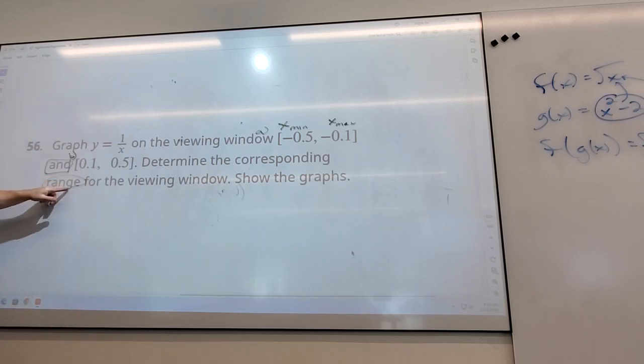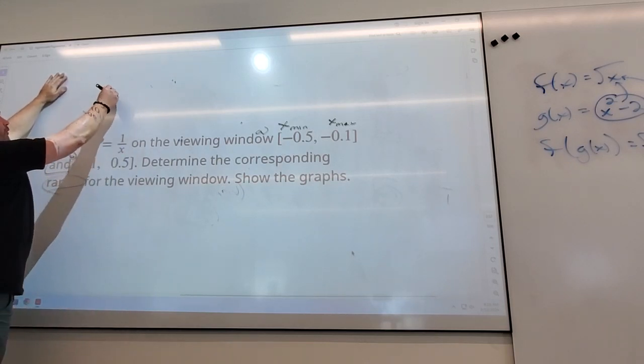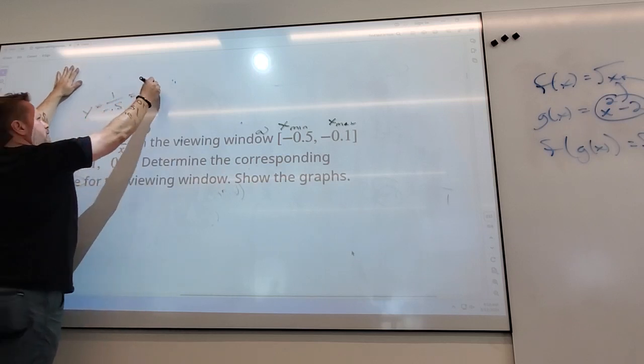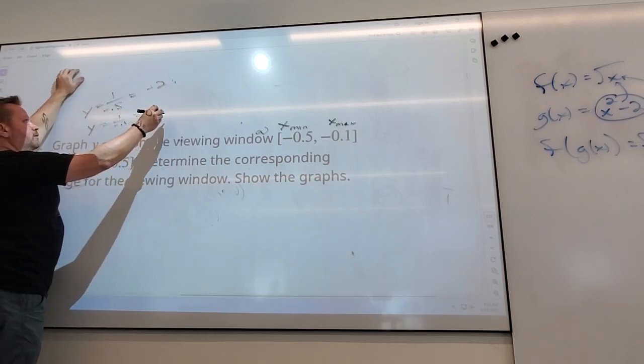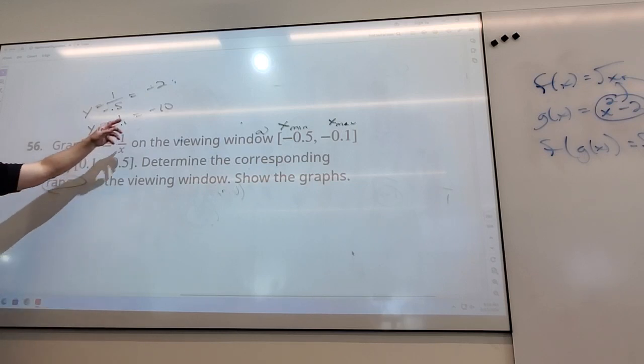Can somebody help me? How do I figure out this range, given that domain? Plug in the minimum and the maximum value. Yeah, so when I plug in a negative 0.5, what do I get? Negative 2. And when I plug in a negative 0.1, what do I get? Negative 10. So what's my Y min going to be? Negative 10. Yeah, that's the smaller one.